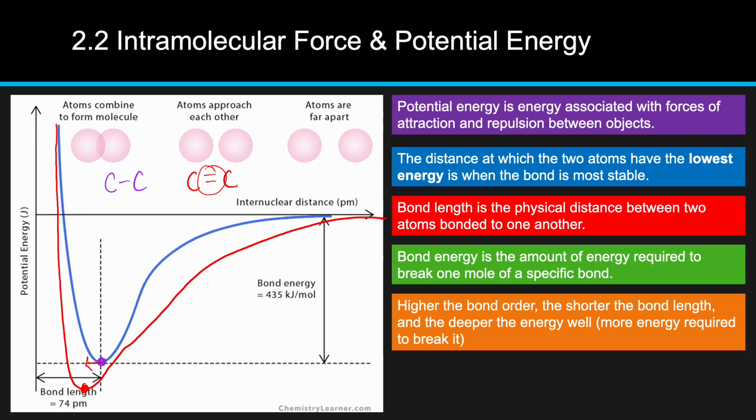And then a triple bond would be even more drastic than that. So triple bond or a bond order of 3 means we have an even shorter distance and an even deeper well. So it will be something like this.